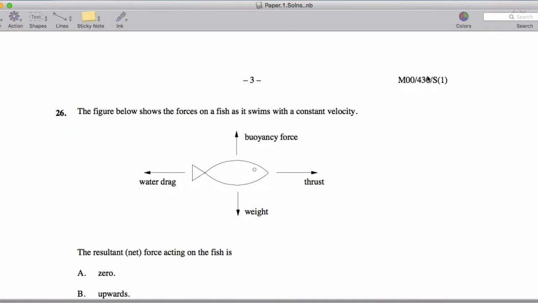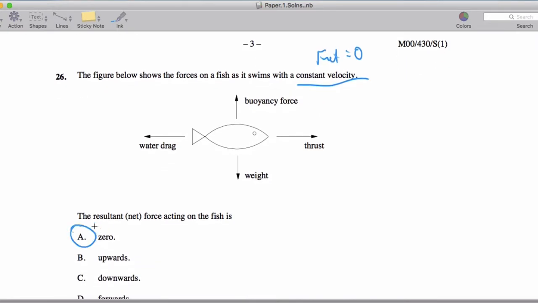All right, 26. The fish swims with constant velocity. That means the net force is 0. That comes up so many times in IB. Okay, so I hope this one's getting a little stale at this point.